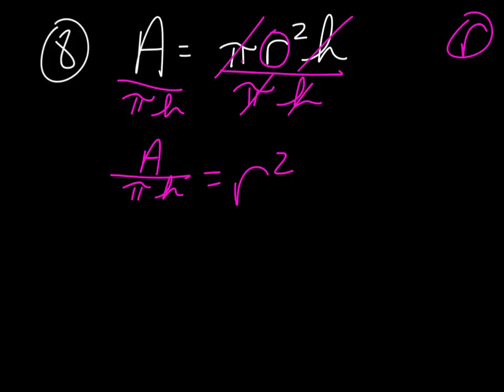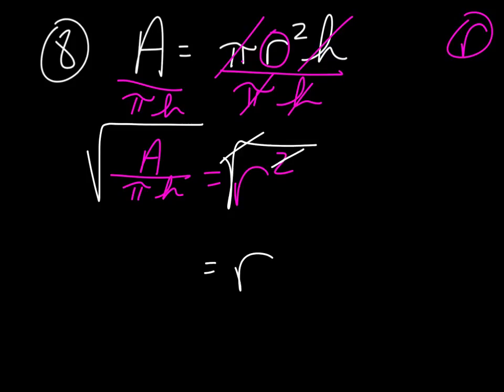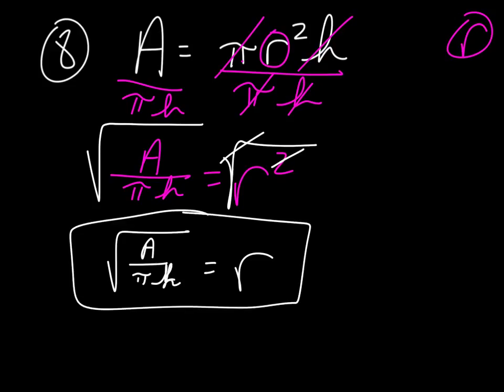Now, here's the thing. We haven't talked about this, but this is r squared. The way you undo a square is you got to take the square root. Now, we haven't talked about that. Now, when you take the square root, remember, you got to take the square root of the whole side. So this cancels the square. You're left with r. And you're left with the square root of a divided by pi times h. And we'll discuss this later on a little bit more, what that means. But for right now, this is what this looks like. Okay?